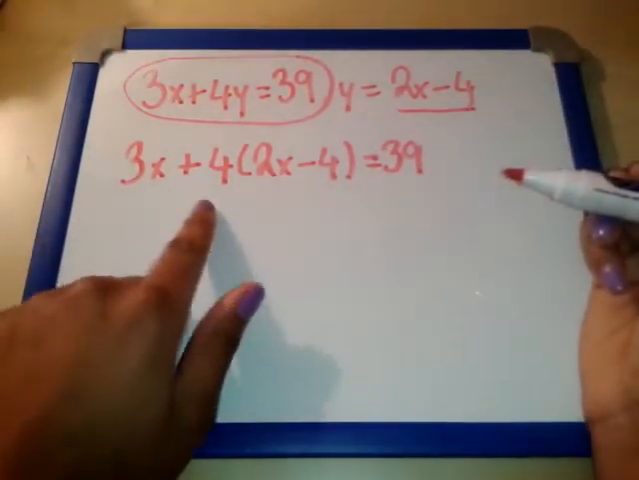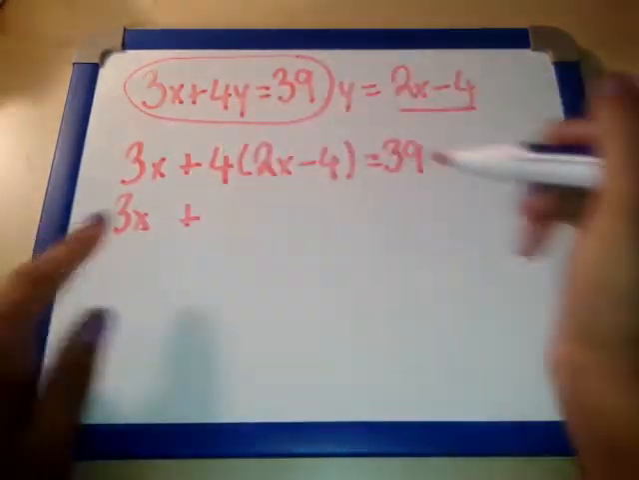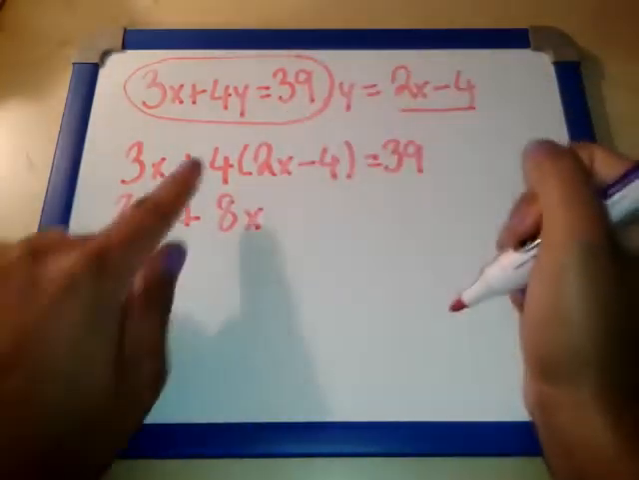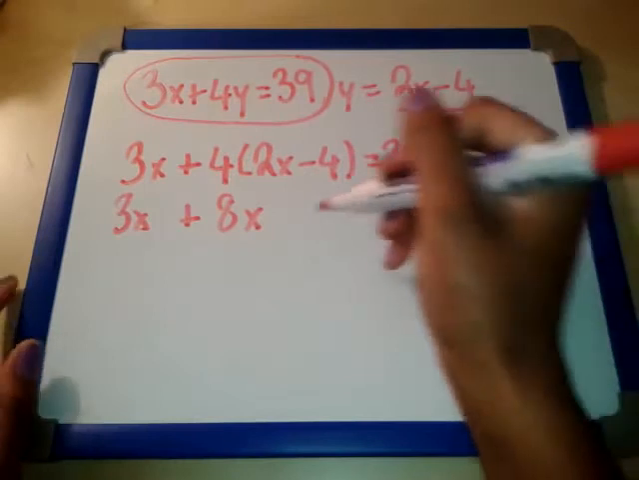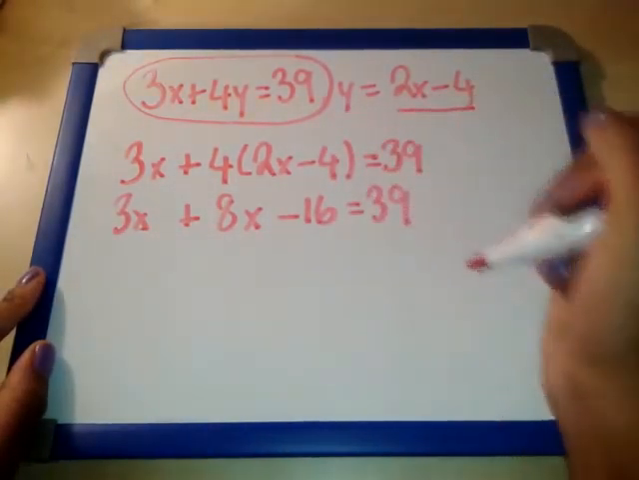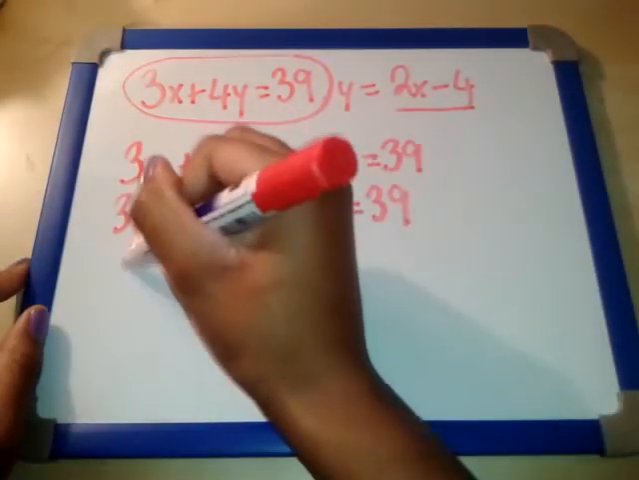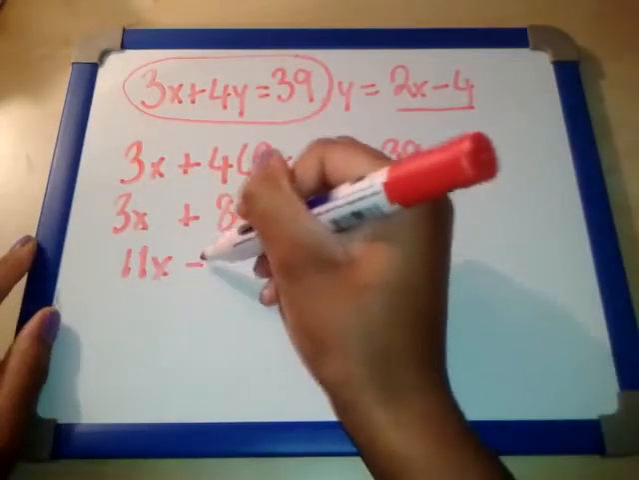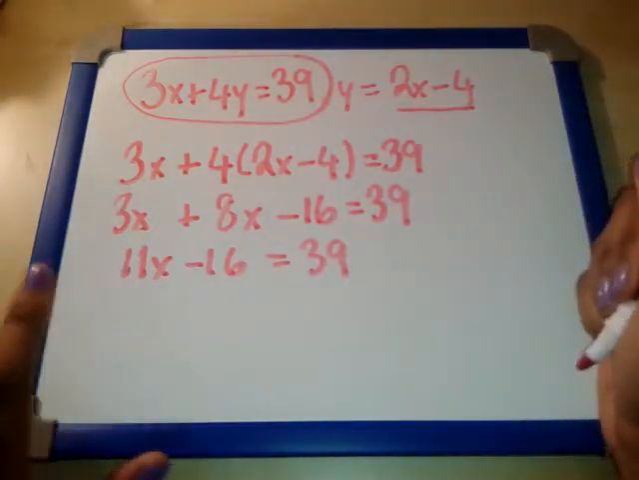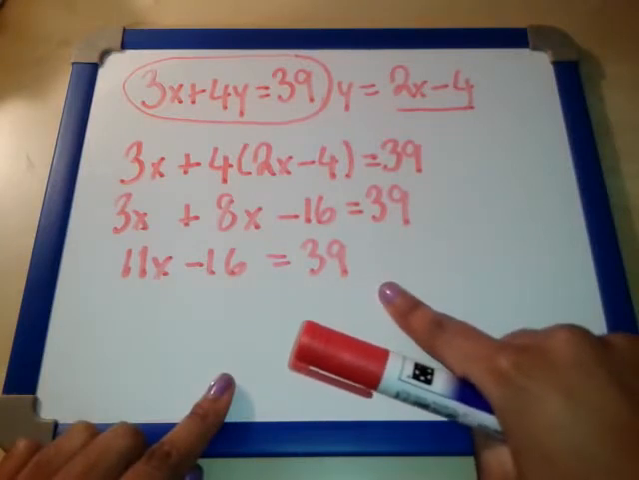Right, so next we need to multiply out these brackets. So we have 3x, 4 times 2x equals 8x, and 4 times minus 4 equals minus 16. That is equal to 39. Next we can add the x values. So 3x plus 8x equals 11x, minus 16 equals 39. And our aim is to get all the x's on one side of the equation and all the numbers on the other side of the equation.